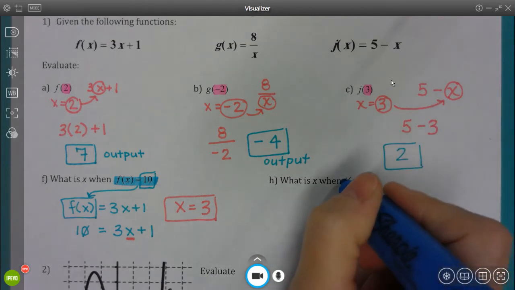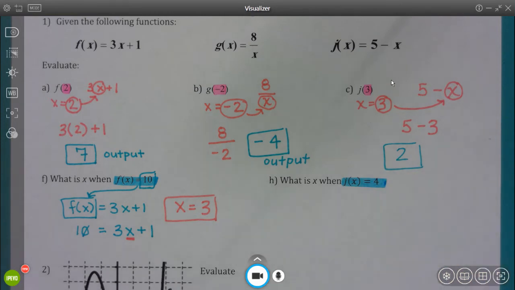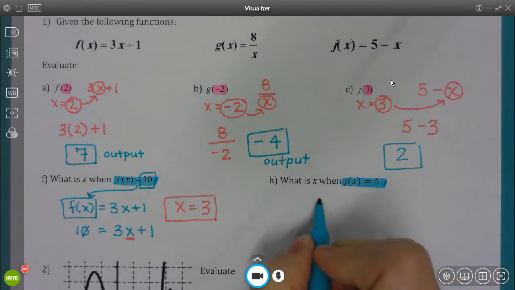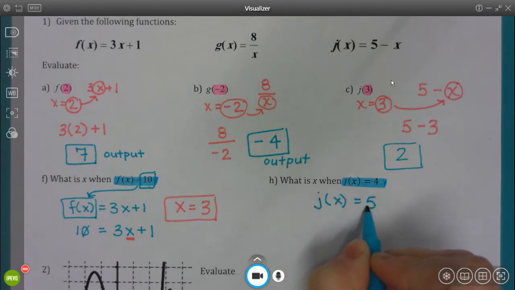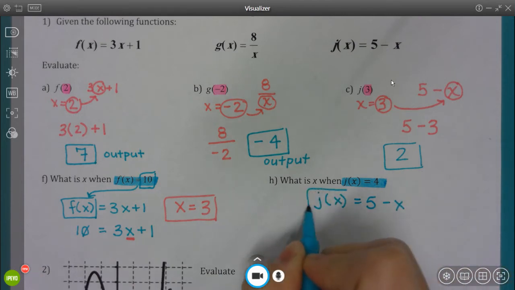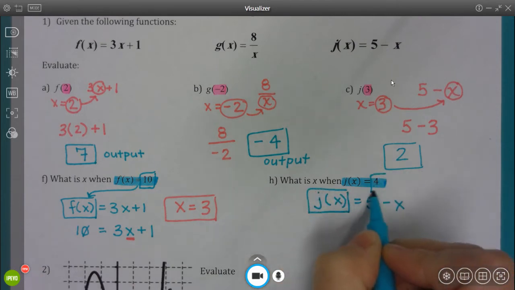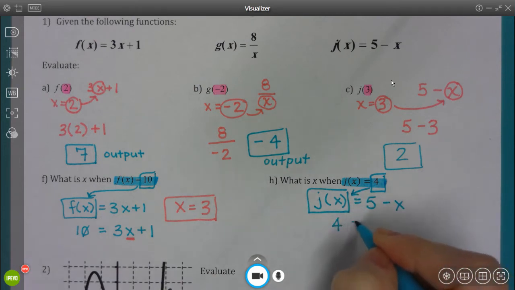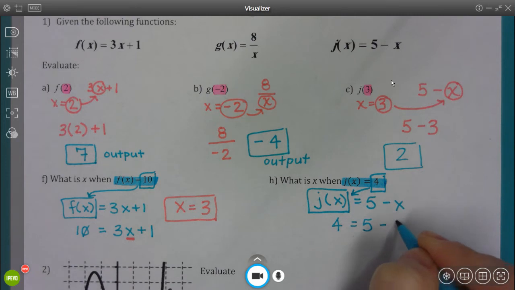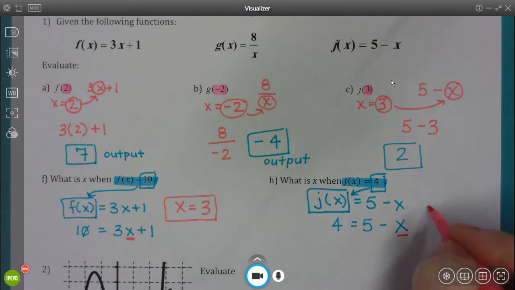Same thing over here for function j. I know my output is 4. So I'm going to take j of x and replace that whole thing with 4. So 4 is equal to 5 minus x. So what x value, when I subtract it from 5, leaves me with 4? That would be x equals 1.